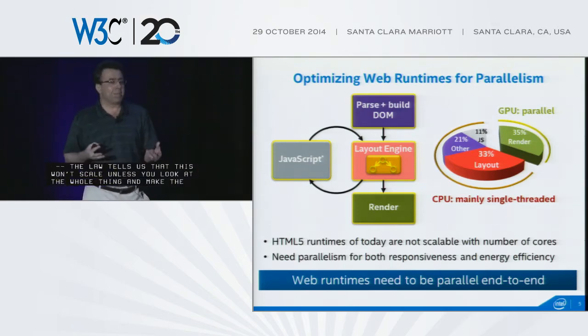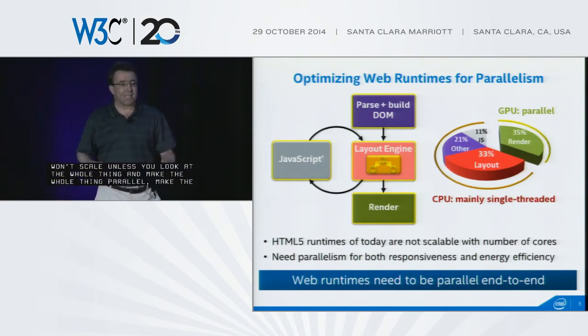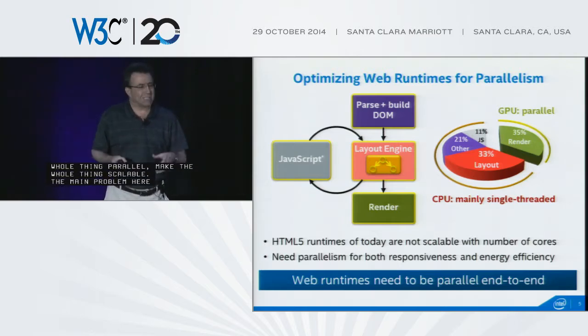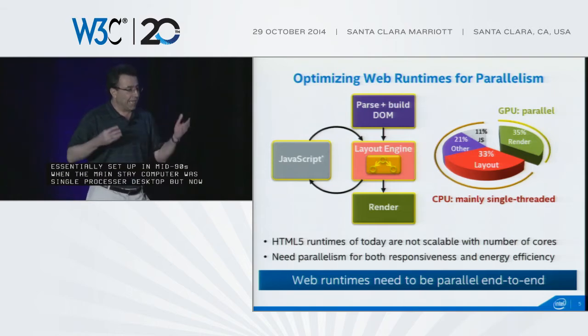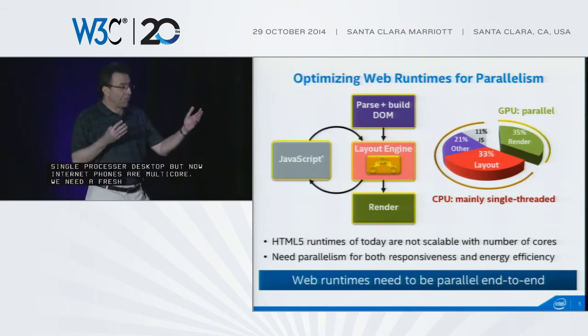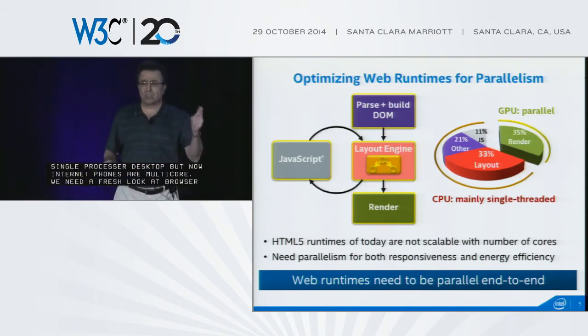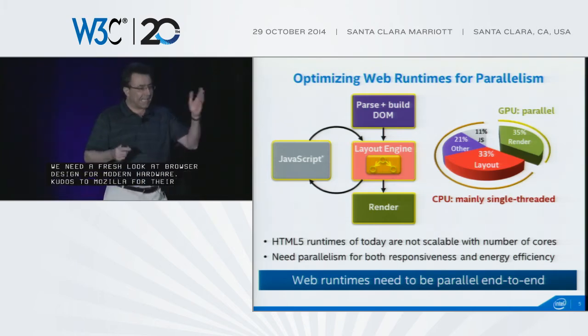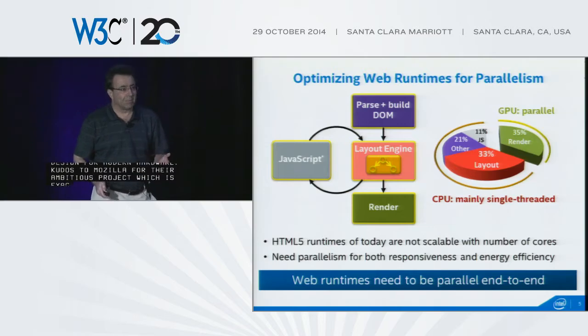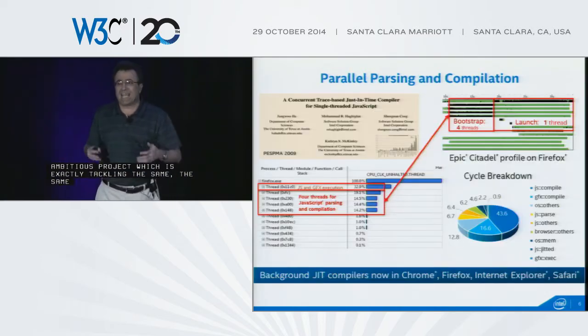The main problem here is that the architecture of the browser was essentially settled in the mid-90s when the mainstream computer was a single processor desktop. But now even your phones are multi-core. We need a fresh look at browser design for modern hardware. Kudos to Mozilla for the ambitious Servo project, which is exactly tackling the same problem. But good progress has started happening.